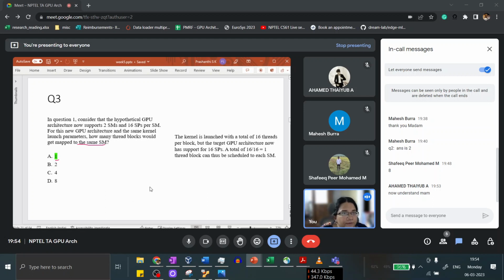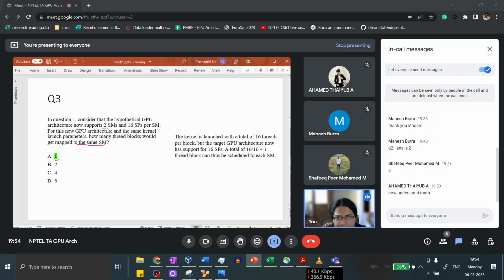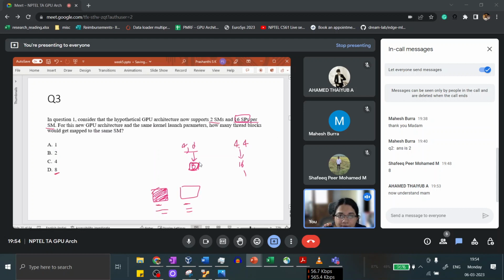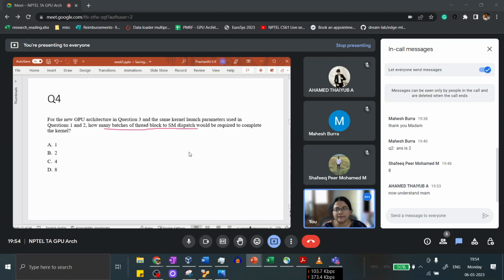So let's go to the next question. For the new GPU architecture in question 3 and the same kernel launch parameters from question 1 and 2, how many batches of thread block to SM dispatch would be required to complete the kernel? So this is very similar to question 2, just with a different number of SMs and SPs. And the launch parameters are 4, 2 and 4, 4. Think about this and let me know the answer.